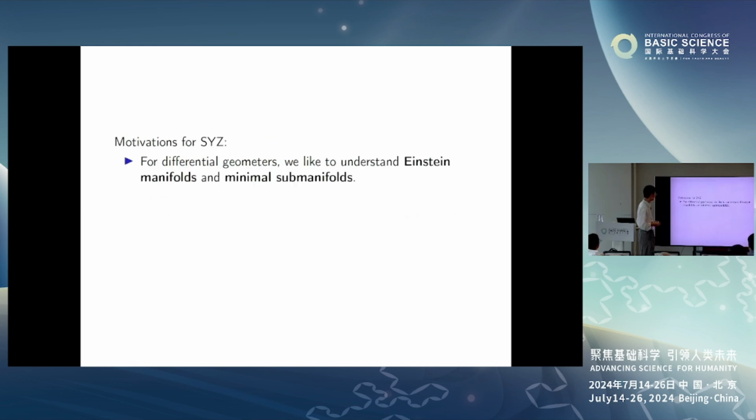Now, the motivation for the Strominger-Yau-Zaslow conjecture for differential geometers is that we like to understand the Einstein manifolds and minimal submanifolds. So we want to understand what happens to the Calabi-Yau metrics, which are particular instances of solutions to the Einstein equation, in certain limits. And we also like to find minimal submanifolds, of which special Lagrangians are particularly important classes.